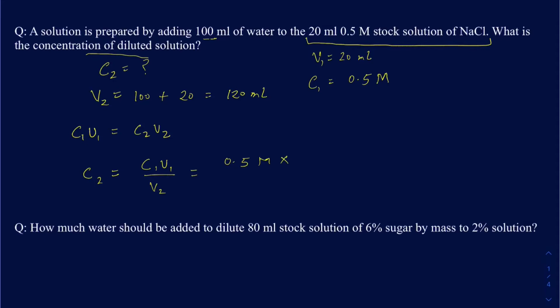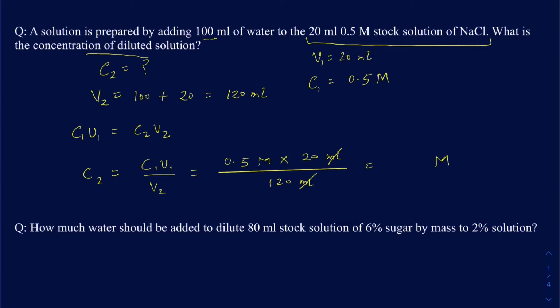Then your V1 is going to be 20 milliliters, and then divide that by V2, which is going to be 120 milliliters. The units for the volume are going to cancel out, and all you're really going to have left is the units in molarity, and that's what you're really looking for.